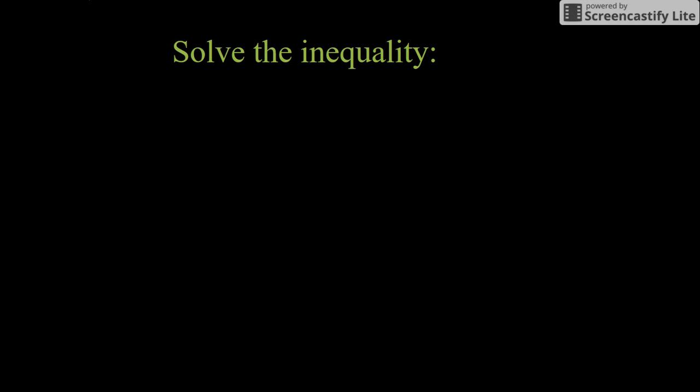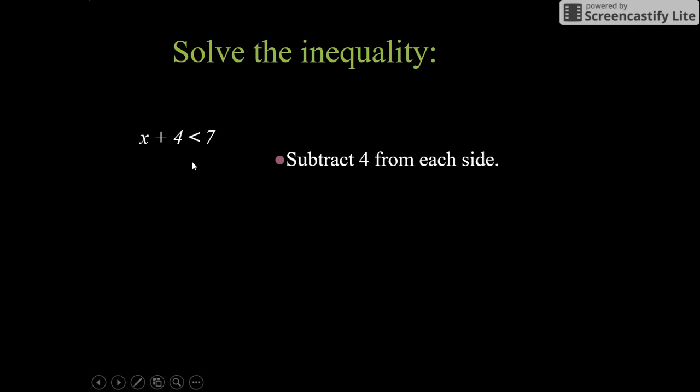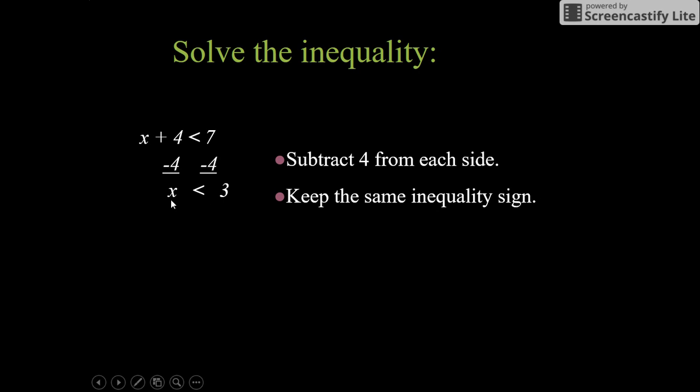Right, now how do we solve the inequality? So let's take an example. So here we've got x plus 4 is less than 7. Okay. So I said solve it the same way. So what would you normally do here? You would say subtract 4 from each side because you want to get rid of that 4 and you want to chuck it over on that side. So take 4, and you keep the same inequality sign, and there you go. You've got x is smaller than 3.